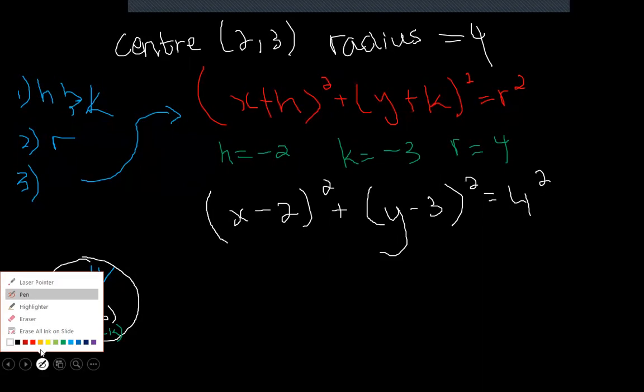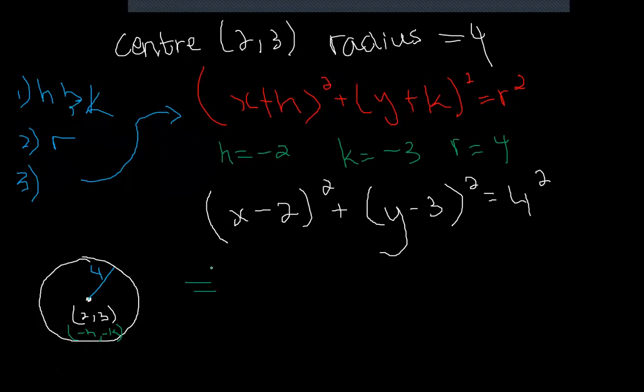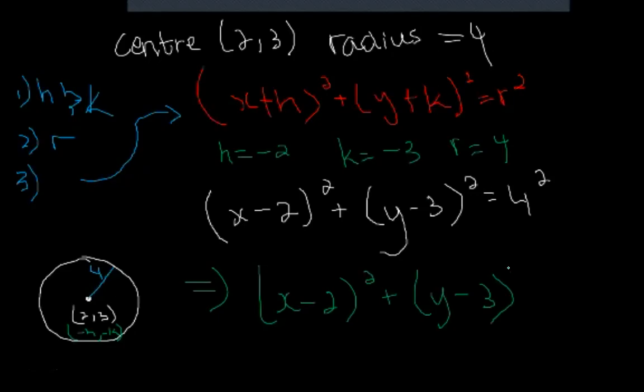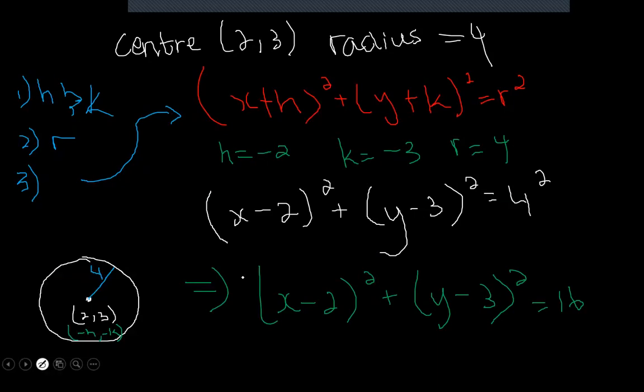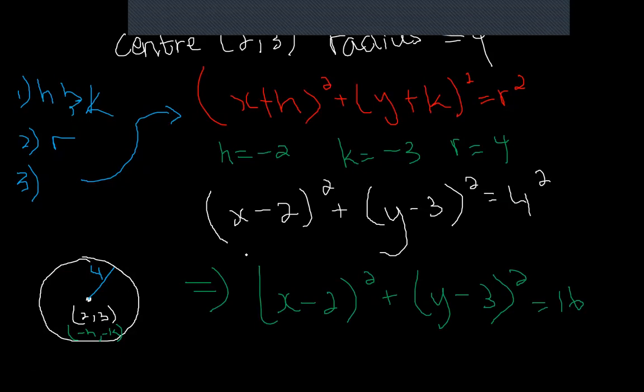That's why my final answer would be (x -2) squared plus (y -3) squared is equal to 16. That's if they wanted me to write it in the standard form. You understand that? Yes, both of you, miss. All right.